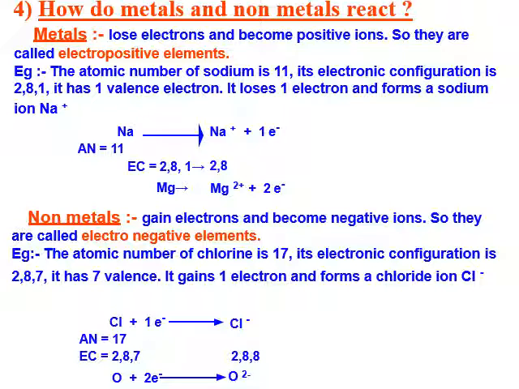When it gains one electron and forms the chloride ion Cl minus, Cl plus one electron gives Cl minus. The atomic number was initially 17, and the electronic configuration we can write is 2, 8, 7. When it gains one electron, the electron is added in the valence shell and its electronic configuration changes to 2, 8, 8. Likewise, oxygen gains 2 electrons and becomes O2 minus.